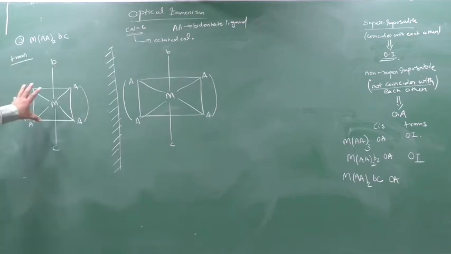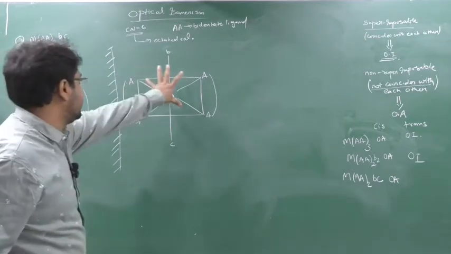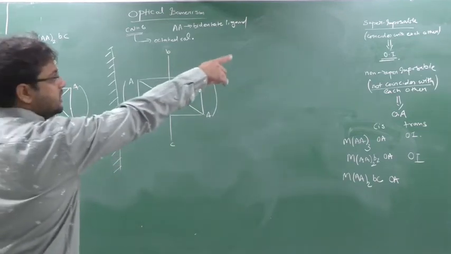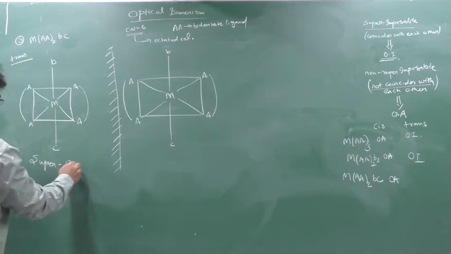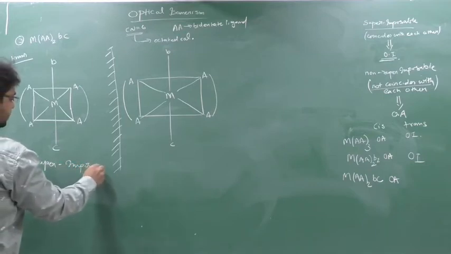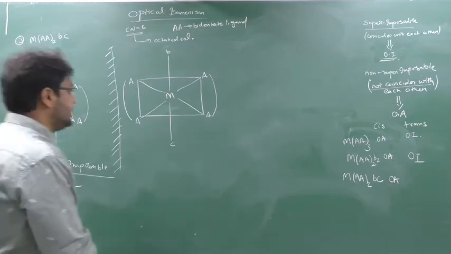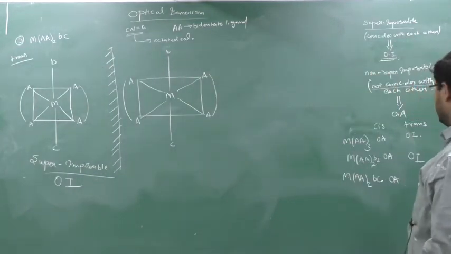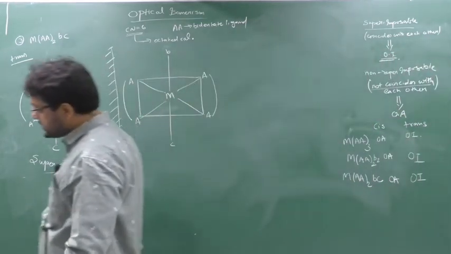Clear? When you take the object and put it on the image, they coincide. See, they fit into each other, they coincide. So when they coincide, they are superimposable. When they are superimposable, optically inactive. So I can say that the MAA2BC type trans isomer is optically inactive. Write down this.